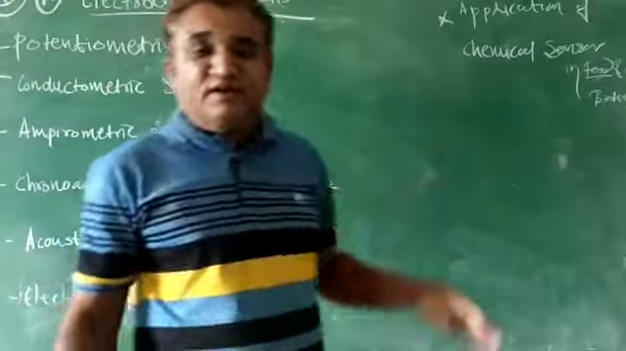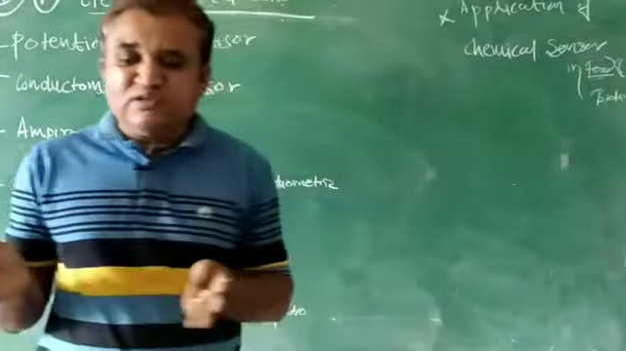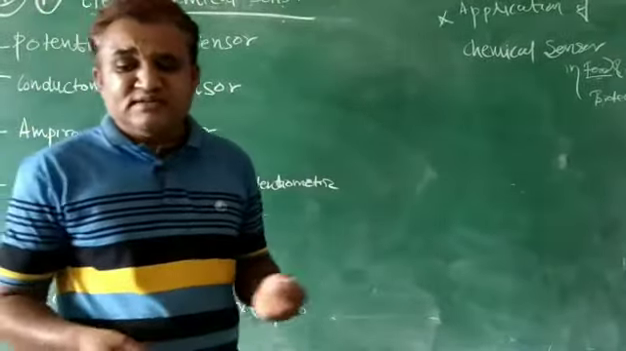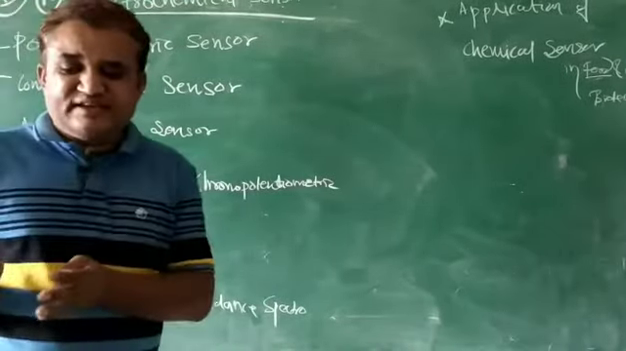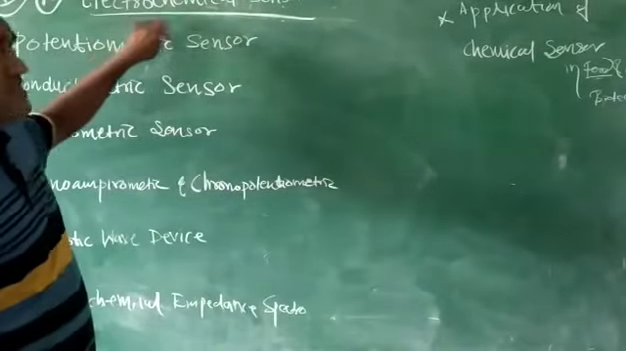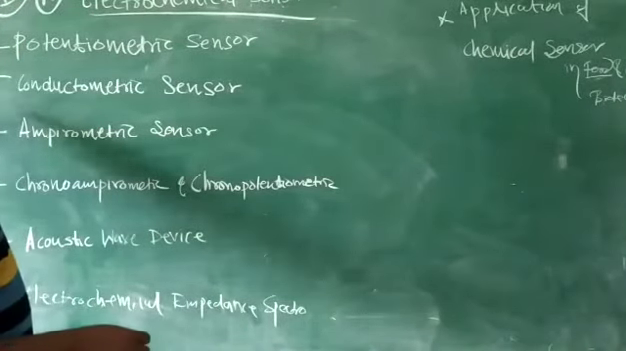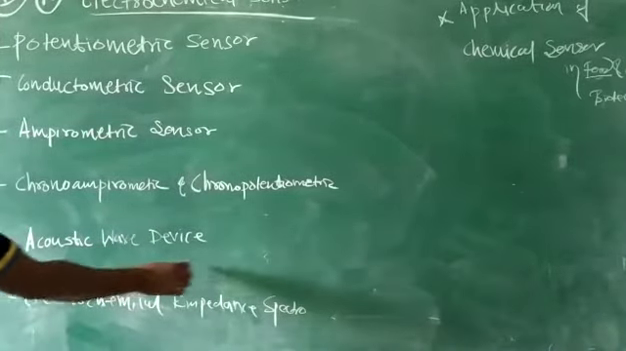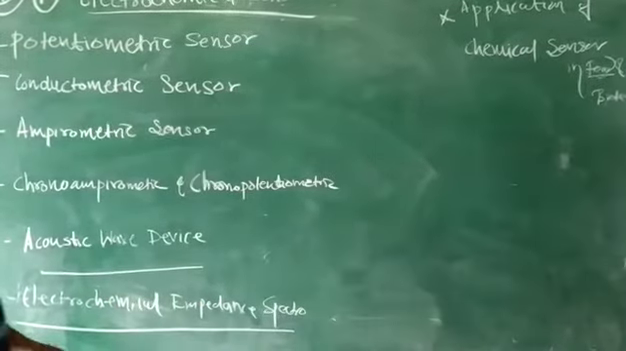So the electrochemical sensors, as we define, when the current passes through the sensing electrode, an electrochemical reaction takes place at the surface of the sensing electrode. So the electrochemical sensors are classified into potentiometric sensors, conductometric sensors, amperometric sensors, chronoamperometric sensors, acoustic wave device, and electrochemical impedance spectroscopy.